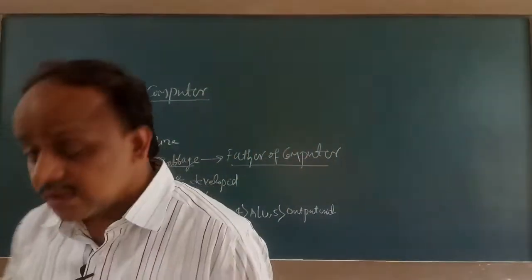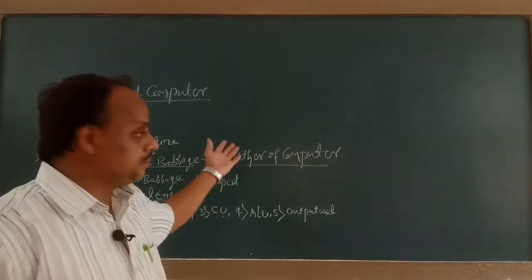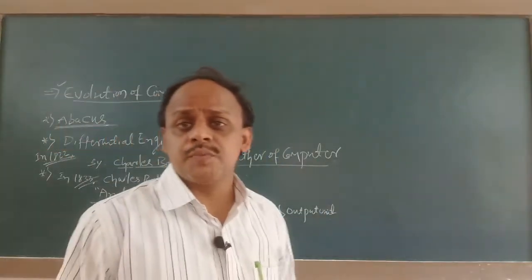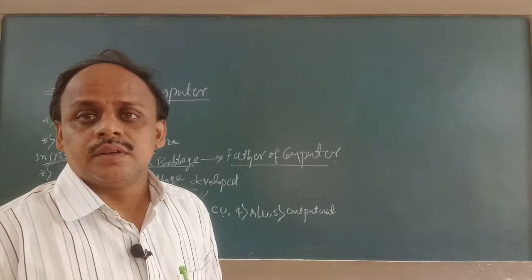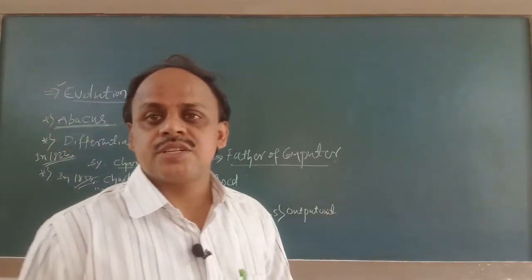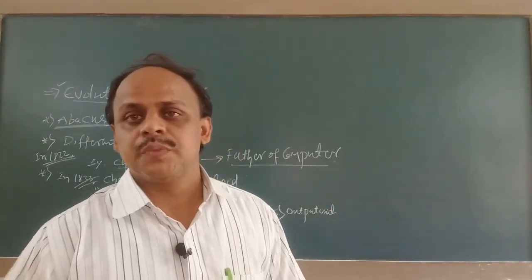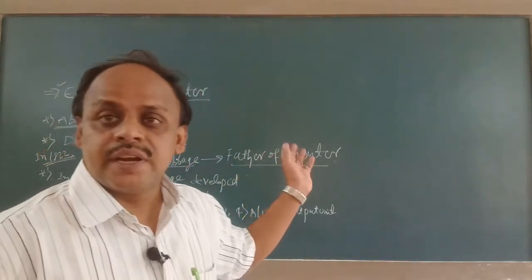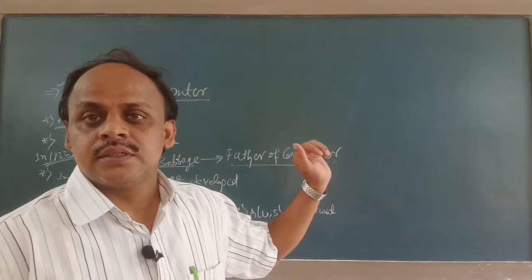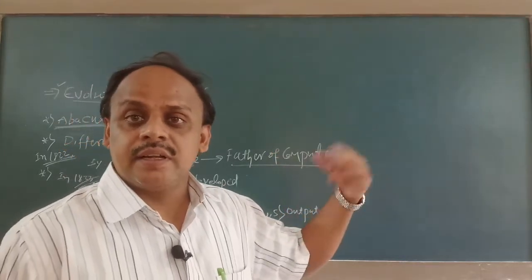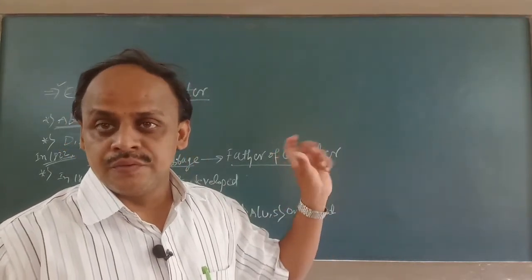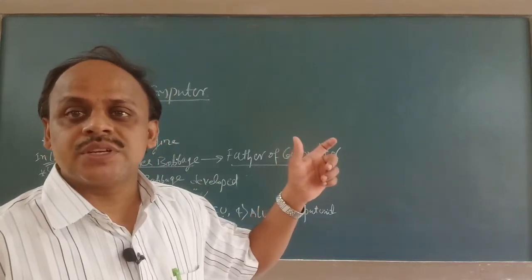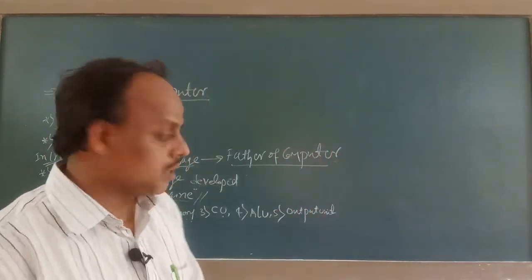Next, let us see the generations of computer. We can observe 5 generations of computer: first generation of computer, second generation of computer, like that. At present we are in the 5th generation of computer. Now let us see what is the new invention of that period that gives information of the generation of computers.